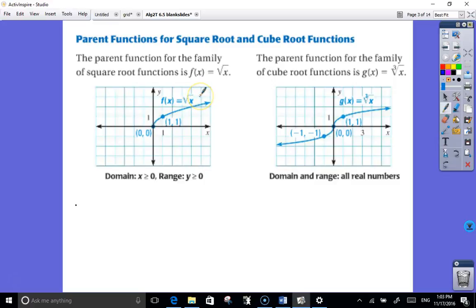Right? So this is our first function, really, that we've dealt with that has a limited domain. It's not just all real numbers. Right? The domain is right here, x greater than or equal to 0. And then looking at the graph, you can see actually the y is greater than or equal to 0.